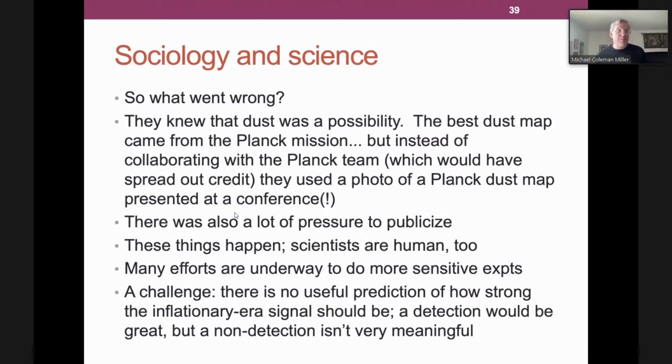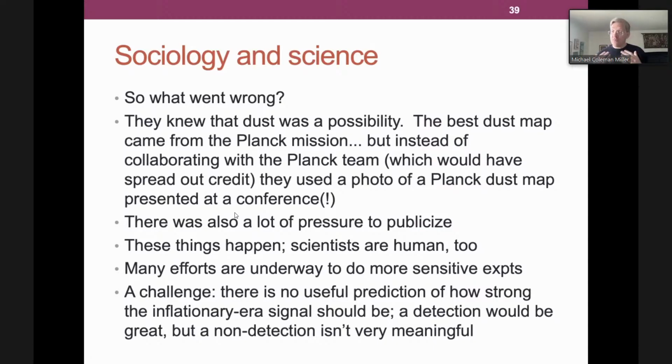So they should have talked to the Planck team, and eventually they did, and then they used the real data and discovered this was dust. Also, there was a lot of pressure to publicize. Something like this would probably get a Nobel Prize. The institutions involved obviously wanted to be part of that. These things happen. Scientists are human too.